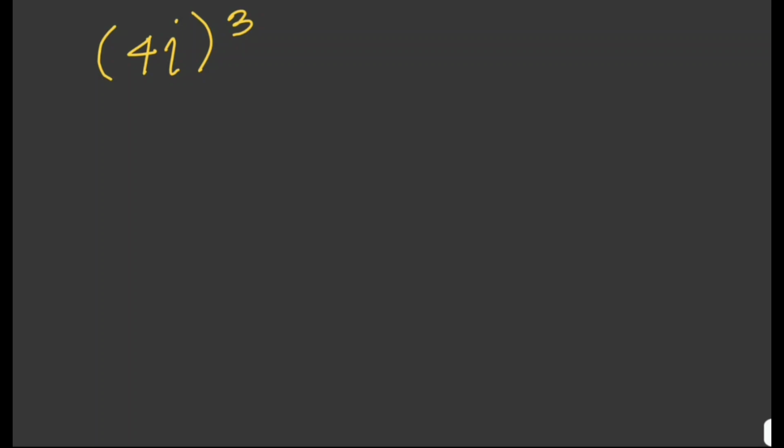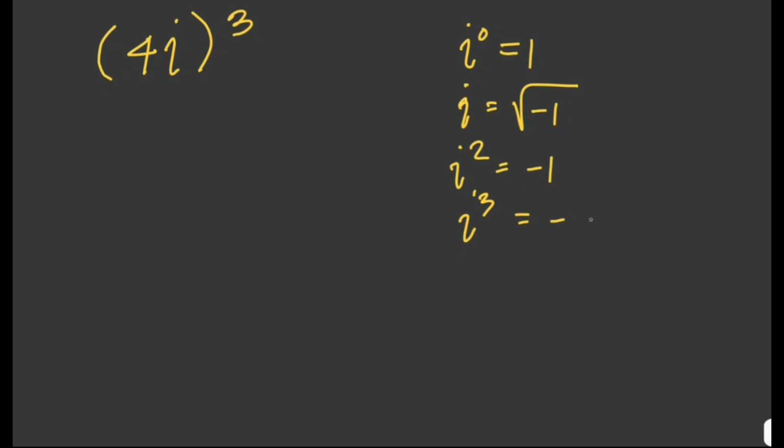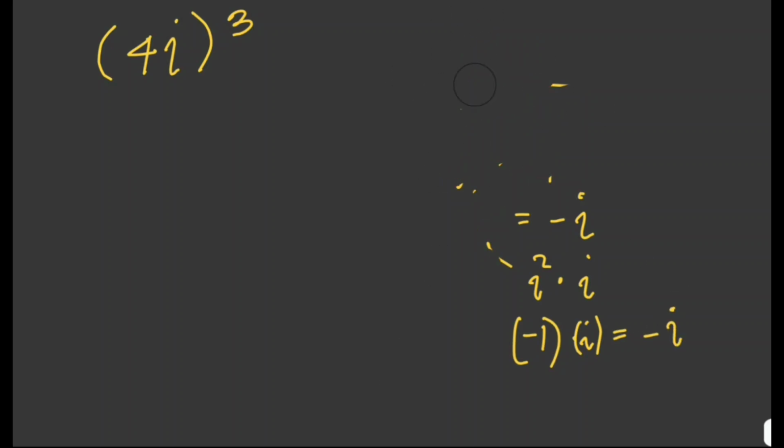We can use the cyclic property of powers, where i to the power of 0 is equal to 1 and i is equal to the square root of -1, then i squared is just -1, then i cubed is equal to -i, because you can write i cubed as i squared times i, then i squared is just equal to -1, then negative times i is -i. Okay, then we can apply that here.